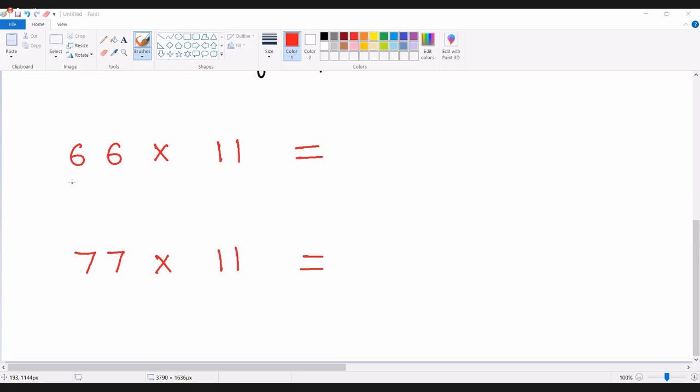So 66 is a 2-digit number. When you multiply with 11, the resultant will take 3 digits. The first and last digit of your result will be same as your number. 6 plus 6 is going to be 12. Mark your answer choice as 726.